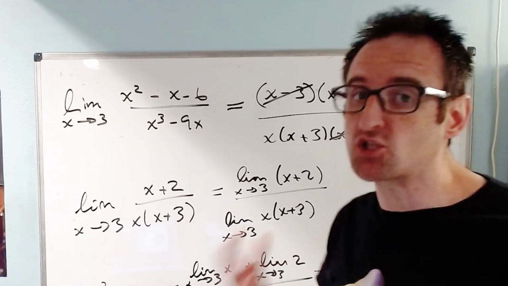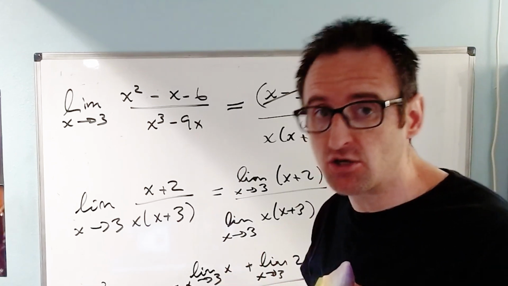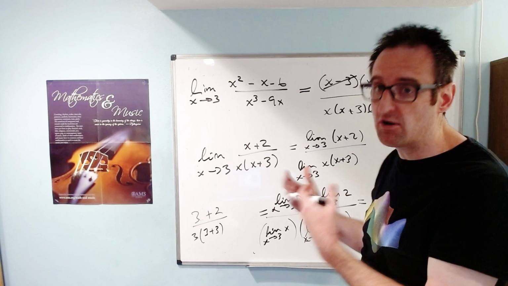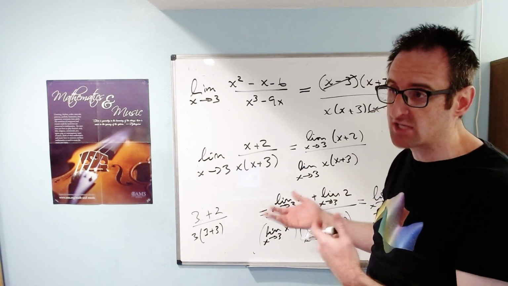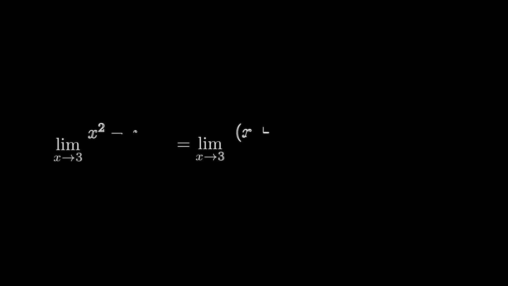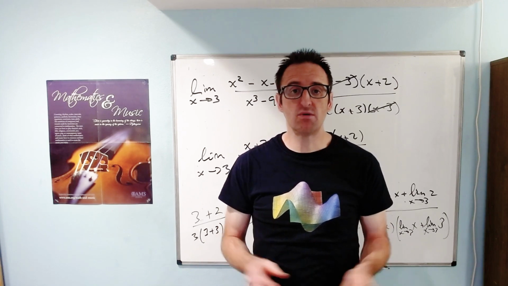And indeed, that's true. For rational functions where you're taking a limit as x approaches a value that's in the domain of that rational function, you can compute the limit by just plugging in for x the value that x is going towards. So in this case, we could have just plugged in 3 at this earlier step into the rational function and arrived at 3 plus 2 over 3 times 3 plus 3, which of course yields 5/18. And that's how you compute a limit using the limit laws.